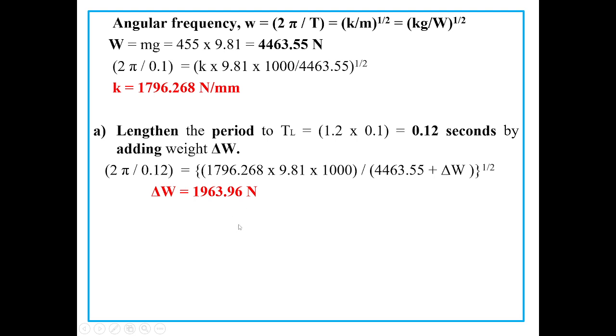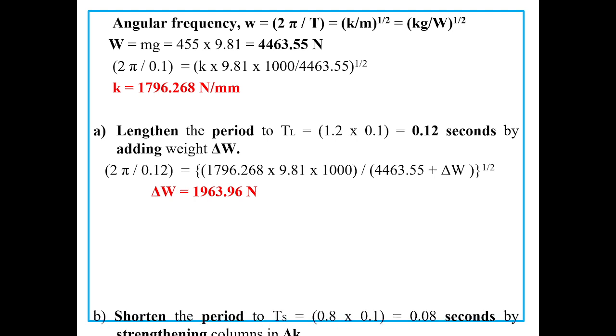This practically means that when I want to lengthen the time period of the system by 20%, that means instead of 0.1 seconds, when the time period has to be 0.12 seconds, then I have to add the weight at the top as 1963.96 Newton. That means originally the weight was 4463.55 Newton, and again to that I have to add the incremental weight of 1963.96 Newton, so that the period lengthens by 20%.